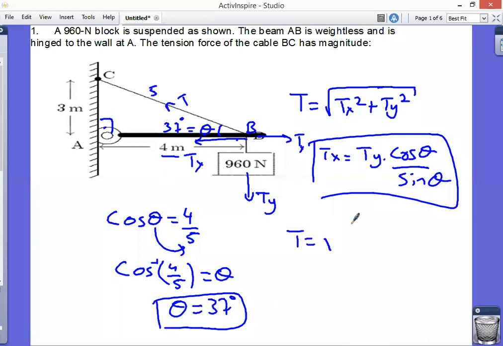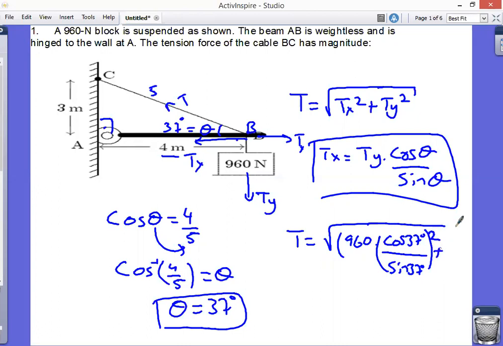T equals the square root of (960 times cos 37 over sin 37) squared plus 960 squared. When we apply this, we're going to get T. As you see, you can take the common factor of 960 out of the parentheses, and from the other part we get 1.667, so we're going to get around 1,600.